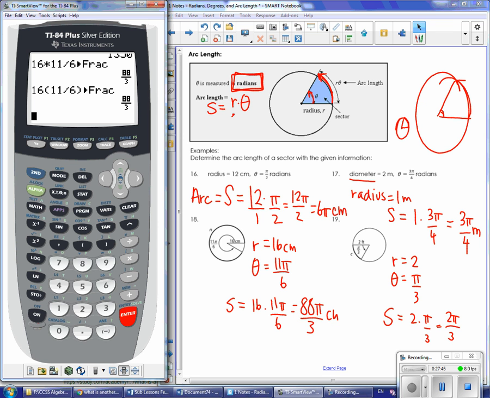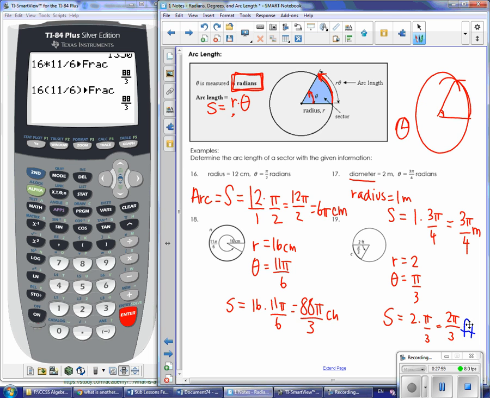And then for number 19, the radius is 2, your interior angle is pi over 3, and when you multiply them together, you get 2 pi over 3 meters. And I forgot to put meters. Should be feet. All right. So hopefully that makes sense.